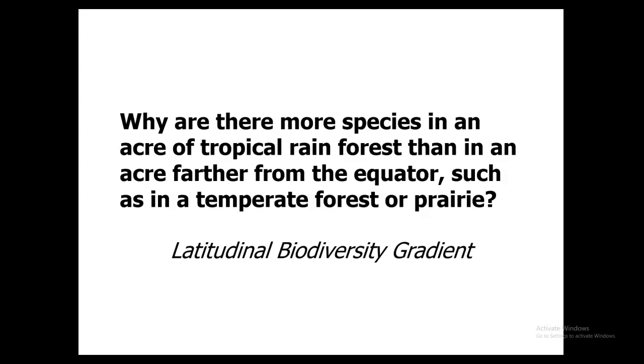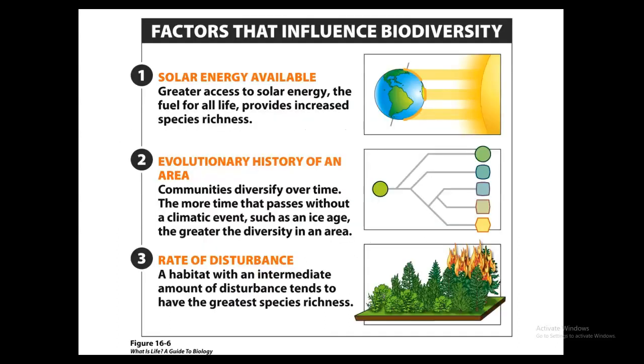These areas tend to be the same throughout. They don't change in temperature often, and they always have the same amount of moisture coming in. And then the third factor is the rate of disturbance. Habitats with an intermediate amount of disturbance have the greater species richness. So we're not going to see a lot of disturbance in this area. Here are the visuals: solar energy coming in, evolutionary history, and rate of disturbance.